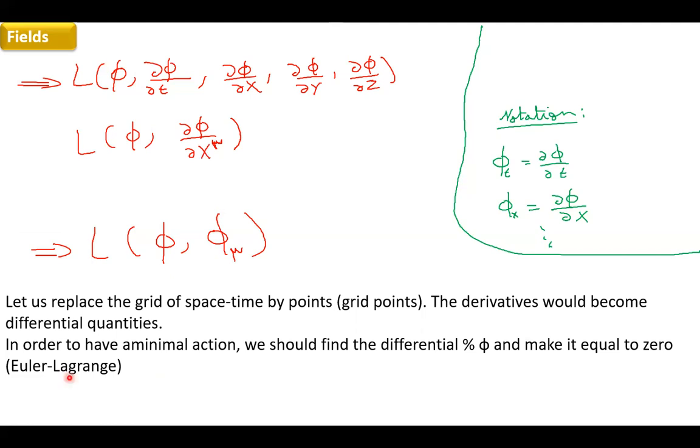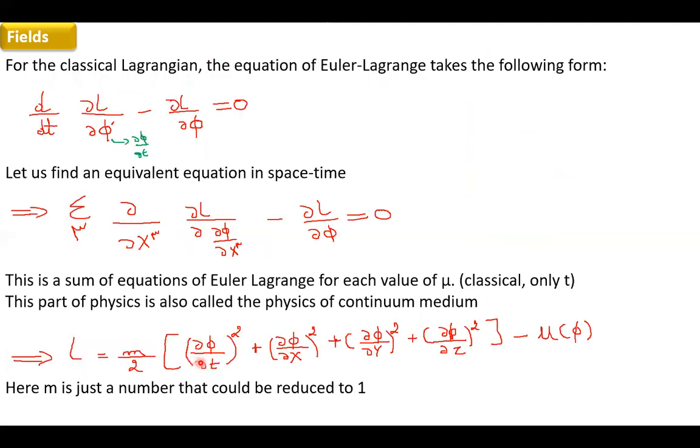So we need to have the minimal action. In order to have this minimal action, we should find the differential with respect to phi and make it equal to 0, as in any regular Euler Lagrange equation. Because in the Euler Lagrange equation, let's take a classical case, you have d over dt of del L over del phi dot, that is equal to del L over del phi. You can also write it as d over dt of del L over del phi dot minus del L over del phi equals 0. You can use this form of the Euler Lagrange equation.